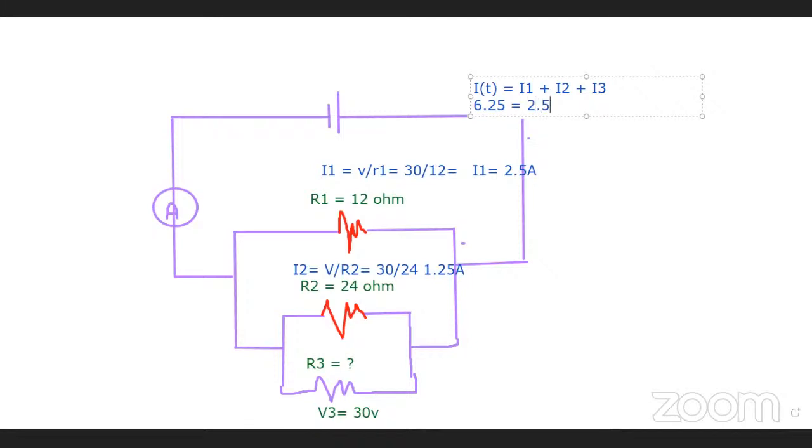2.5. No problem. Good. What is I2? 1.25. And what is I3? Question mark.